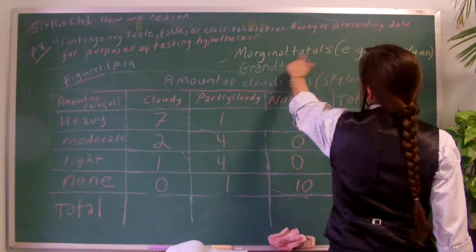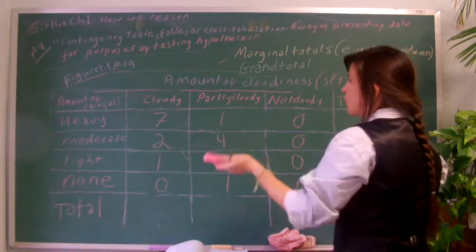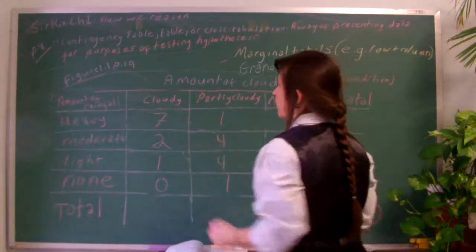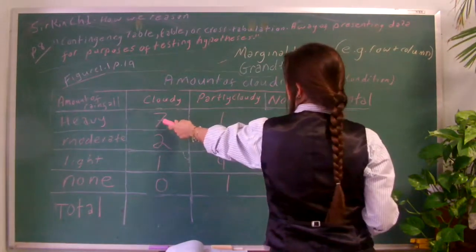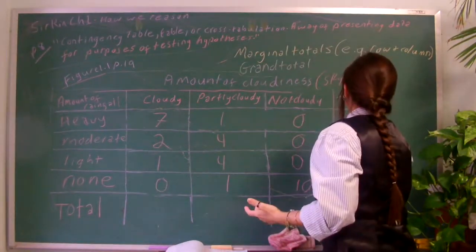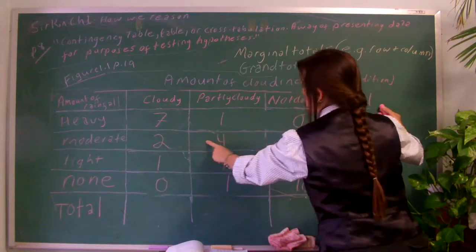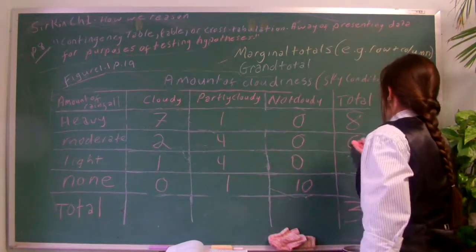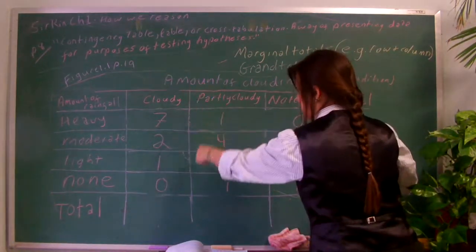We have different marginal totals: a row marginal total and column marginal totals. Row marginal totals, think like rowing a boat, or west to east. Your row, you have heavy. So the row marginal total would be 7 plus 1 plus 0 equals 8. And for the moderate rainfall row, it's 2 plus 4 plus 0 equals 6. Notice I added a total column, which Sirkin doesn't have on this page of the textbook.